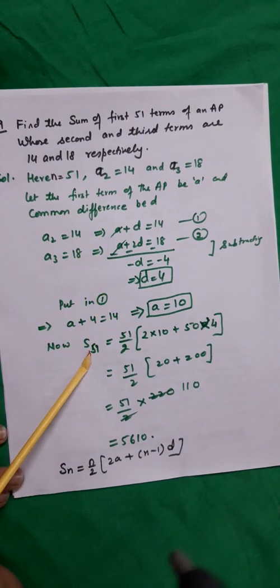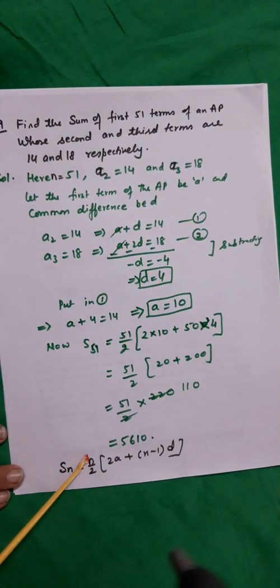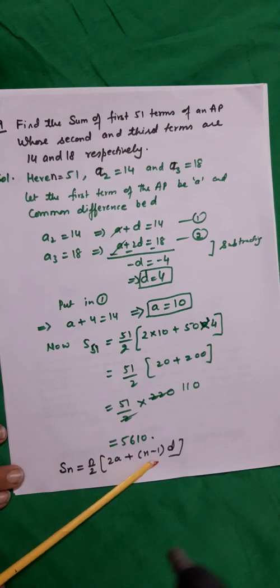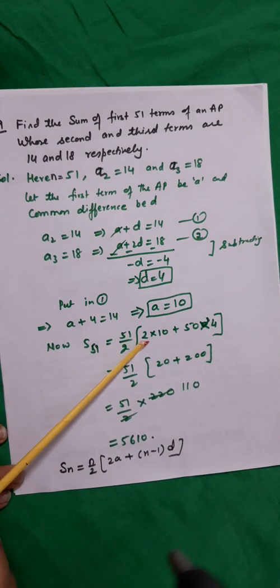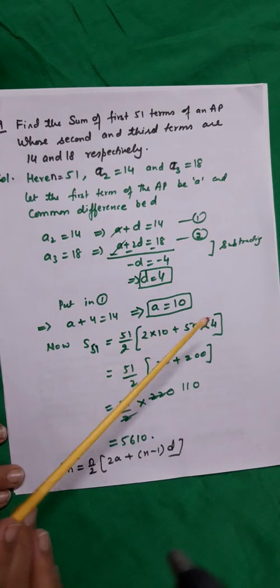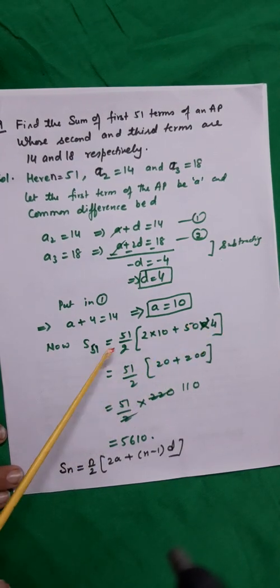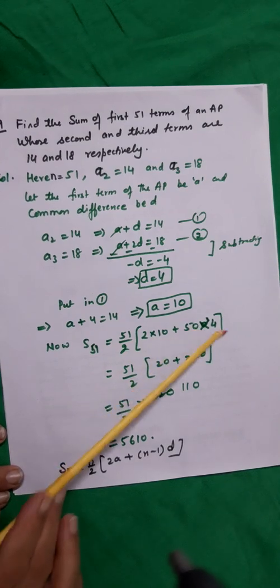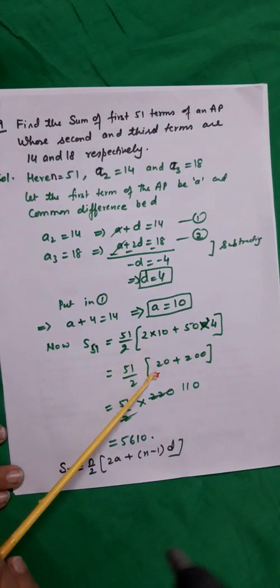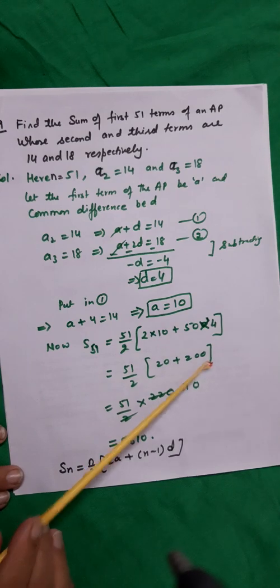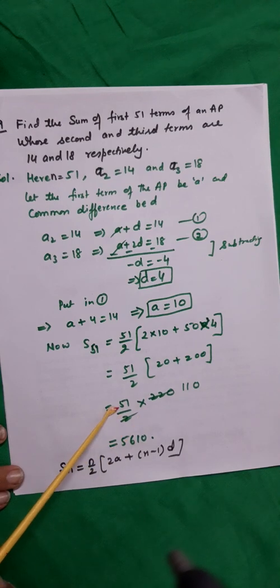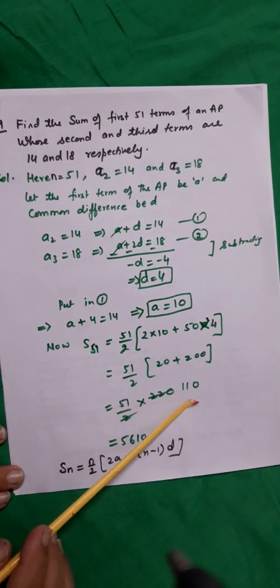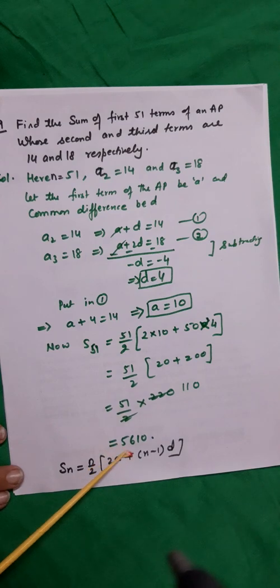So we can make use of the formula of Sn, that is Sn is equal to n by 2 into (2a plus (n minus 1) d), and find out the sum of 51 terms, which will be equal to 51 upon 2 into (2 into 10 plus 50 into 4). 50 is 1 less than 51, n minus 1. So 51 upon 2 into (20 plus 200). Now 51 upon 2 into 220, which gives me 51 into 110, that is 5610.